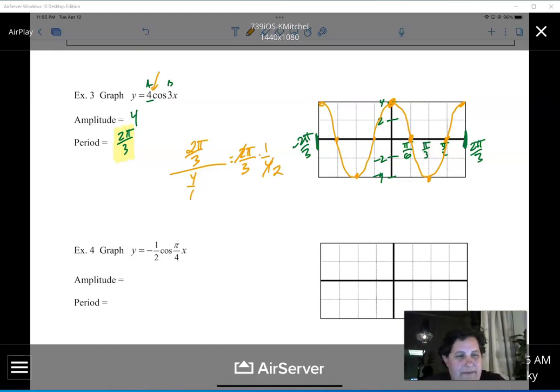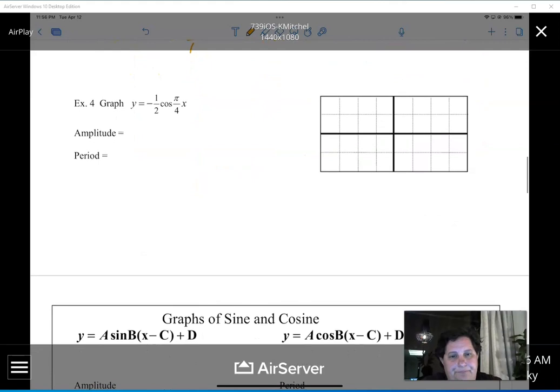All right, hopefully that makes sense. The fact that we're going to label the axes ourselves should make this a little bit easier. Okay. All right, check this one out.